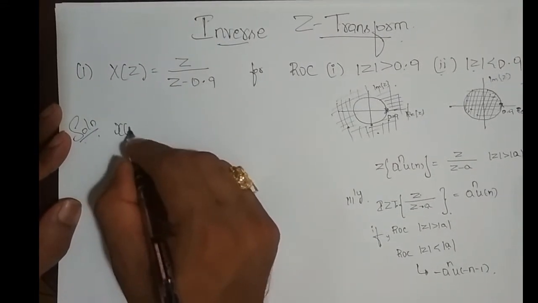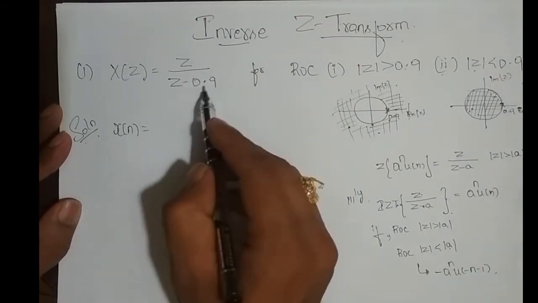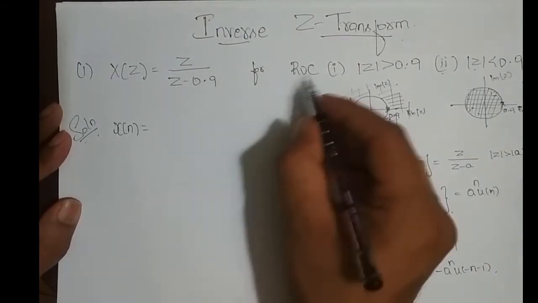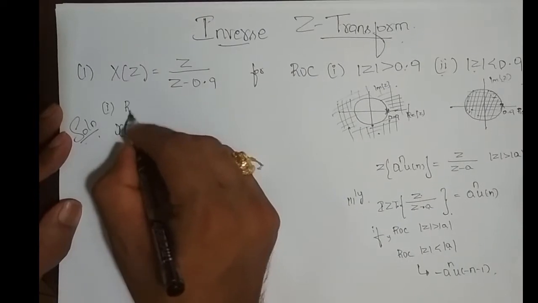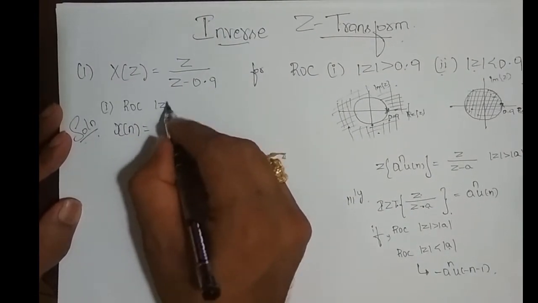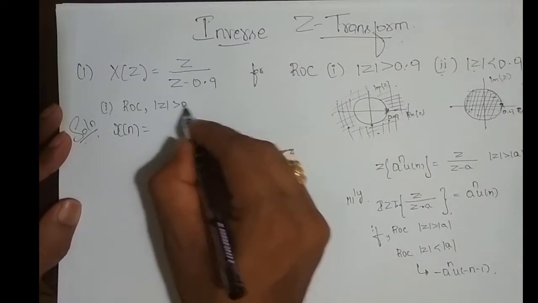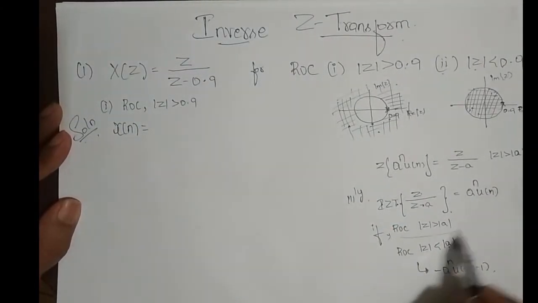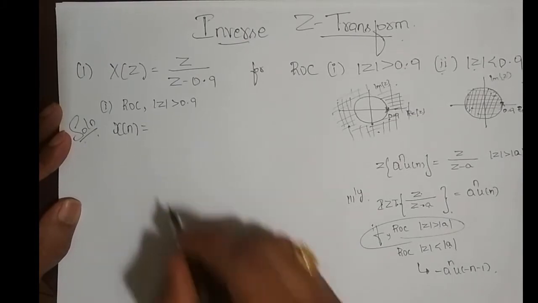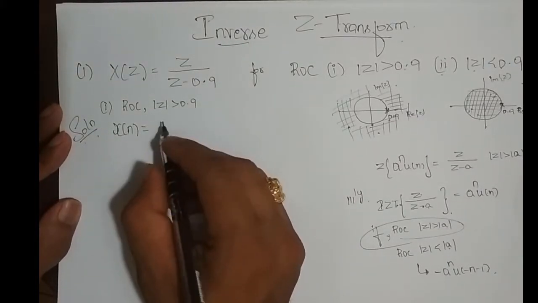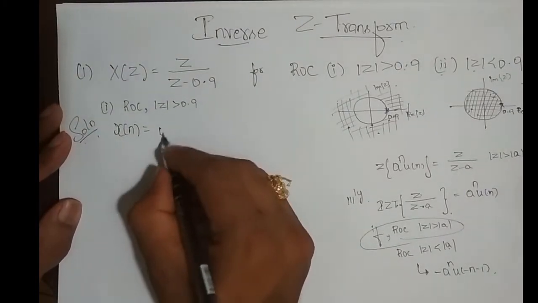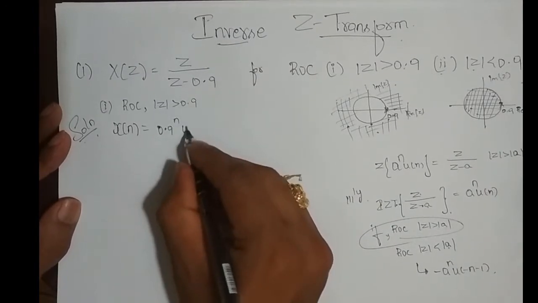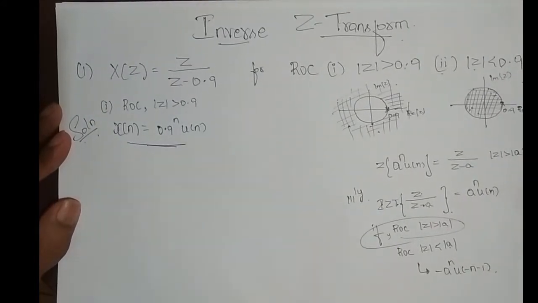So x of n, it is of the form z divided by z minus a. For the first case, ROC magnitude of z greater than 0.9, it is a right sided sequence. So it is a power n u of n, which is nothing but 0.9 power n u of n. So this is the inverse Z transform.